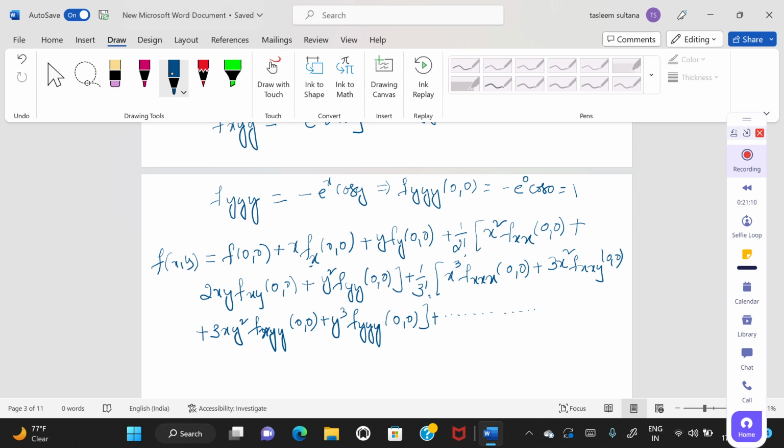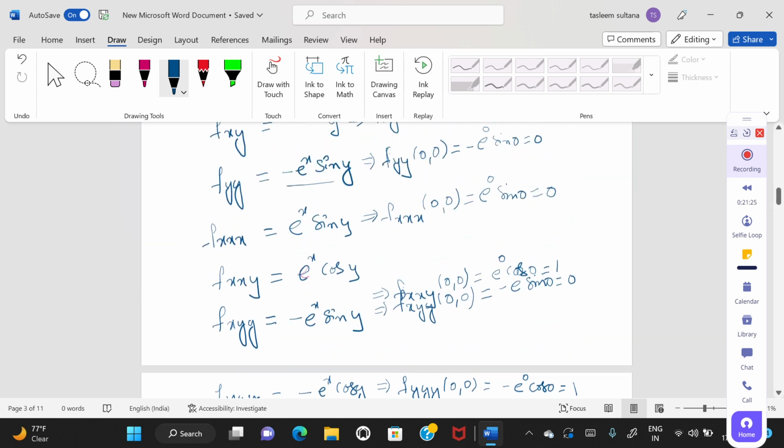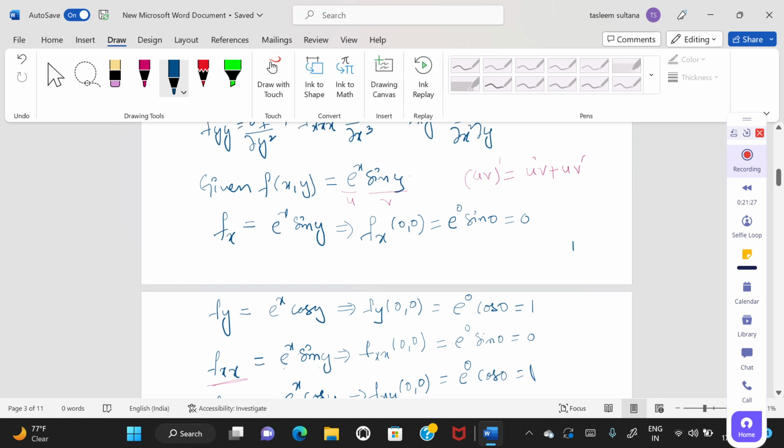When we substitute x equals 0 and y equals 0 in the given function, that complete term is going to be 0. Just now we have calculated all the terms. See all the values we are having.